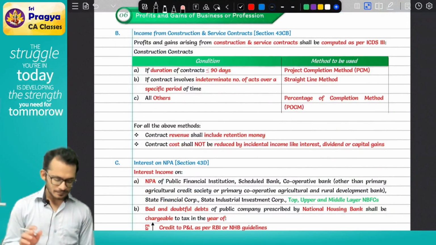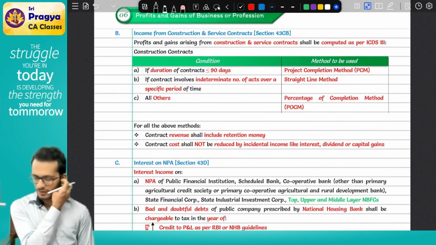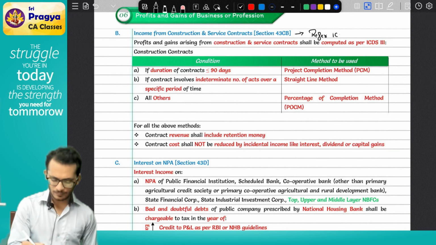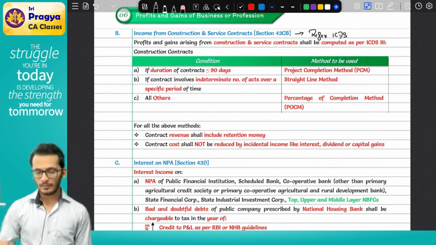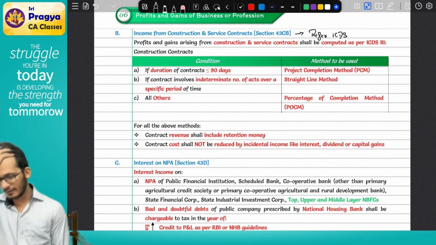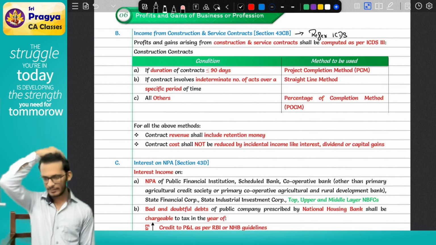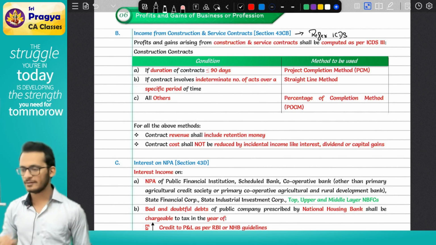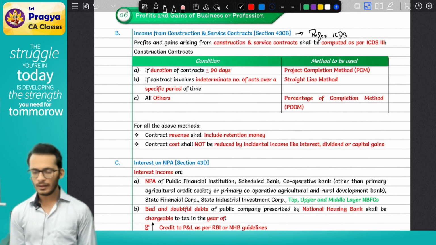Next, income from construction contracts. I am going to discuss this in ICDS. Right now it is not so relevant. When we do ICDS, you will understand this better because there it is much clearer. This is just a copy paste from ICDS because they had to notify something.